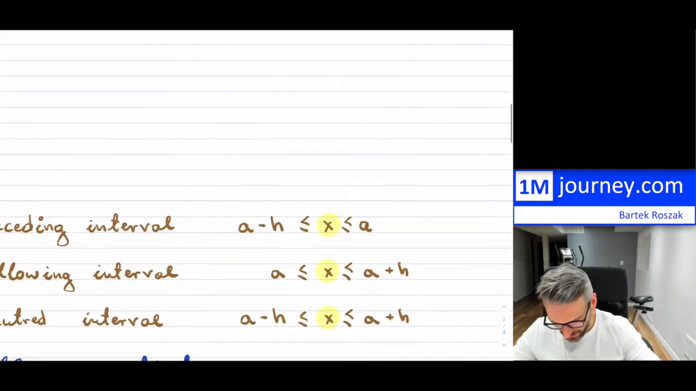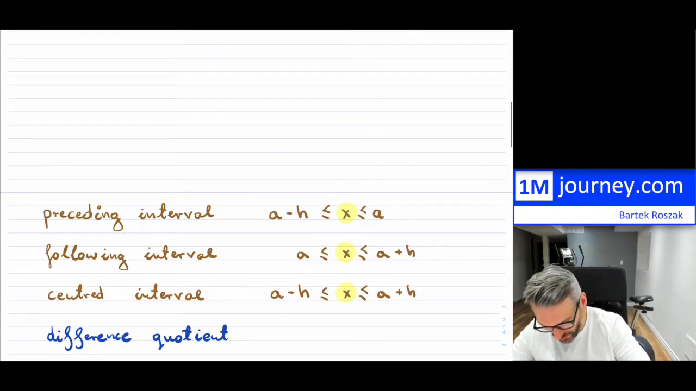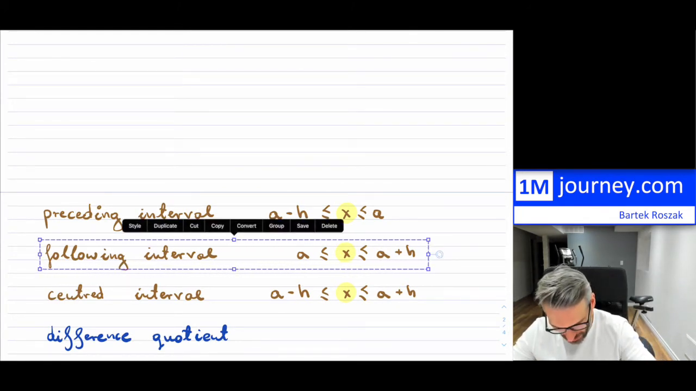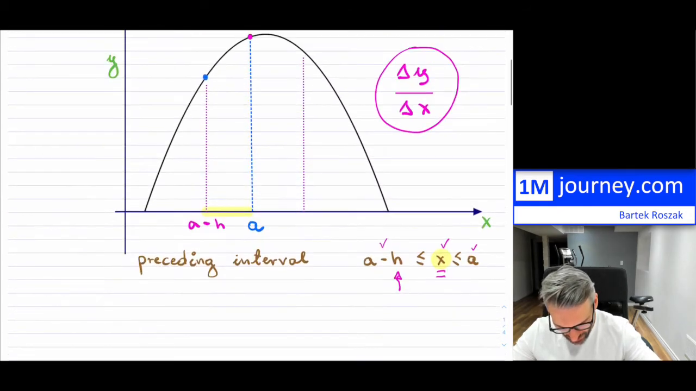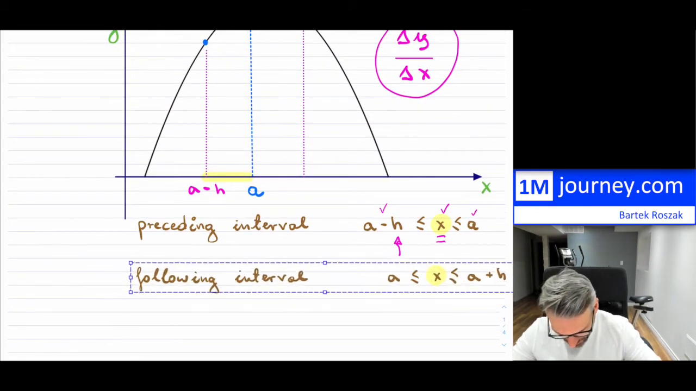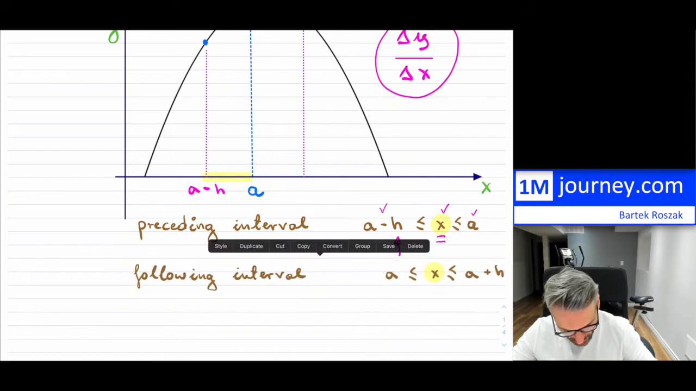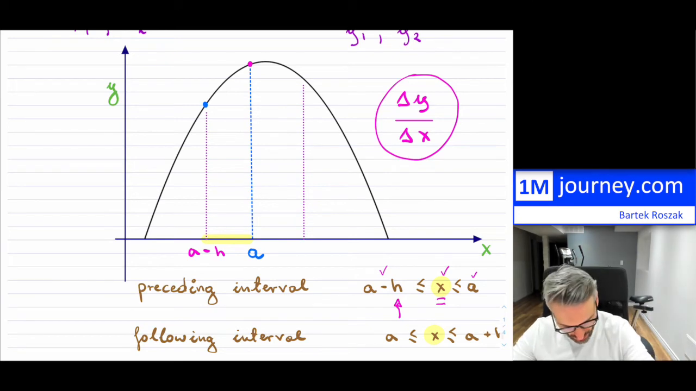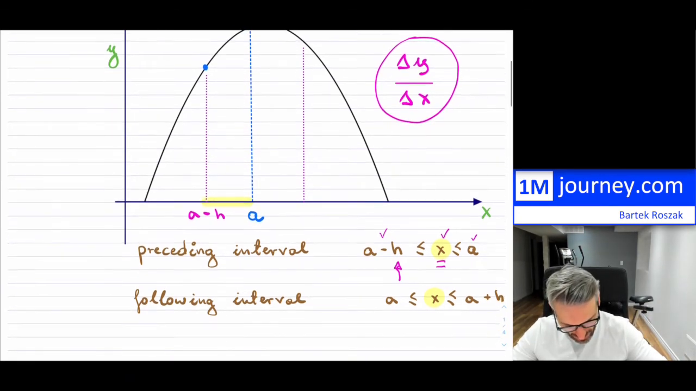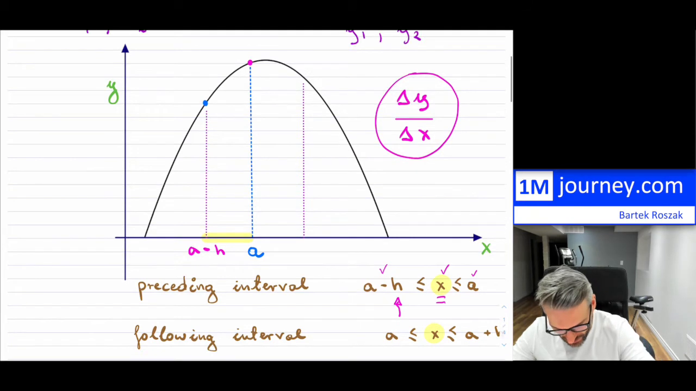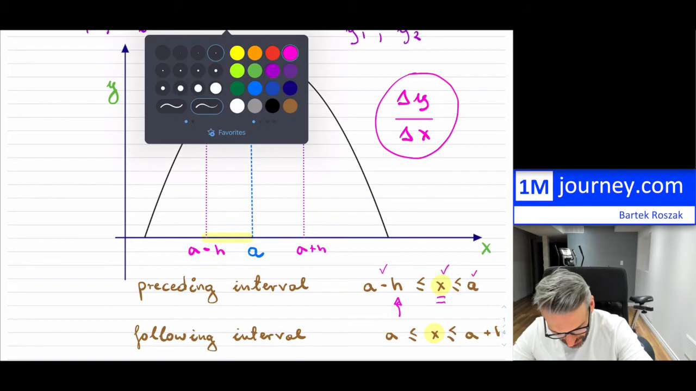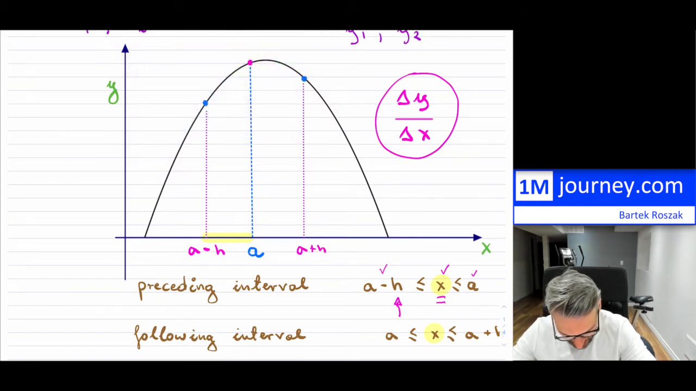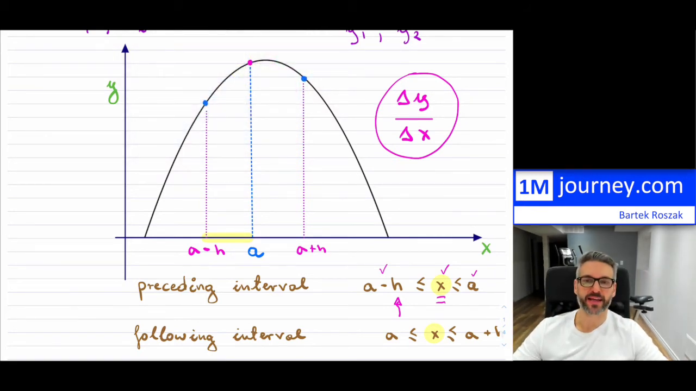Now, we also have the following interval. So I'm going to copy this and paste it right here. So we have the following interval, and that would be on the opposite side. Here, because of the plus that we have, it's a plus h. So then what we have is this is a plus h. So you have this particular point right here. And again, you can make h smaller and smaller, and you can squeeze it in closer and closer to a.